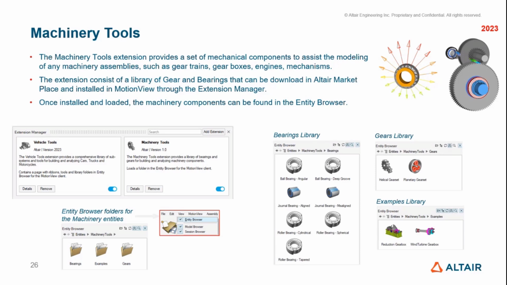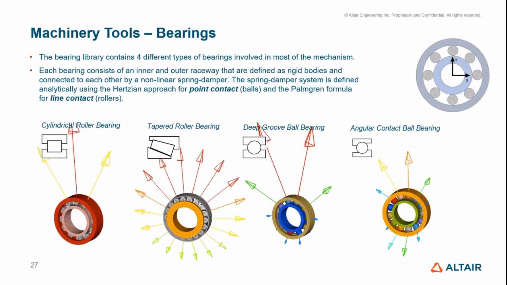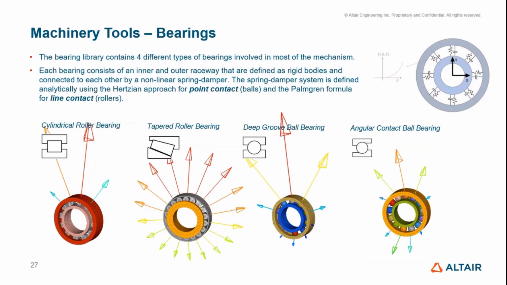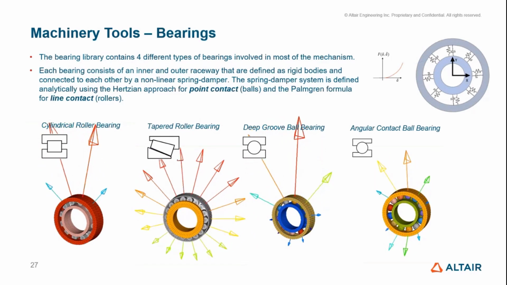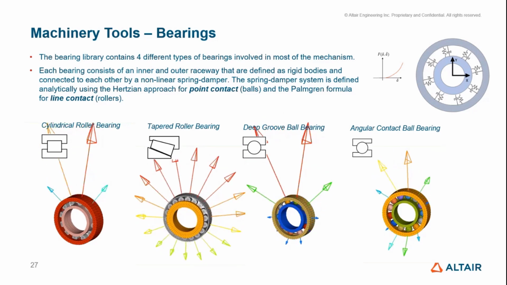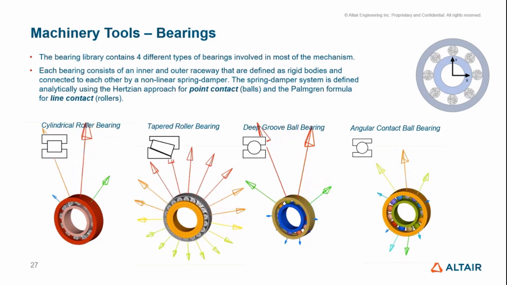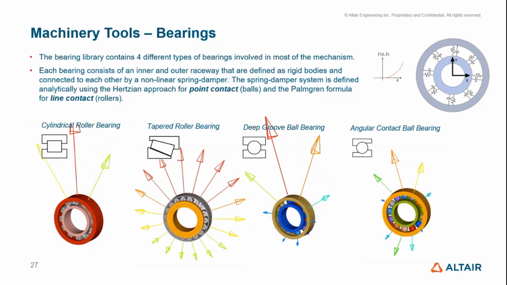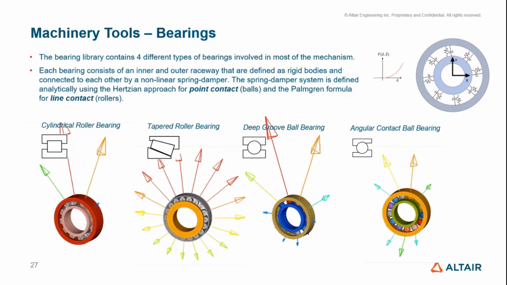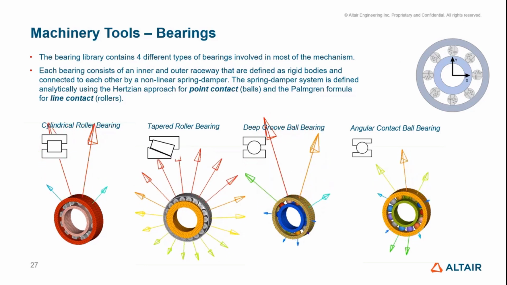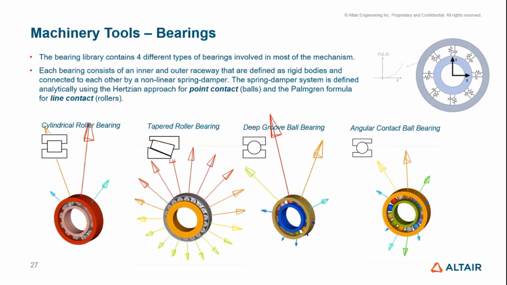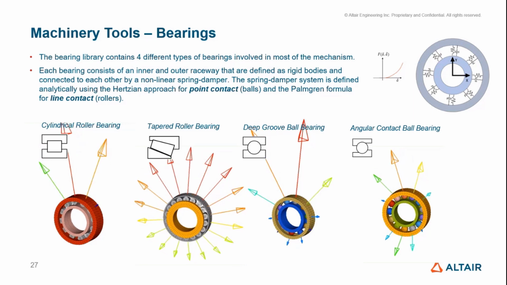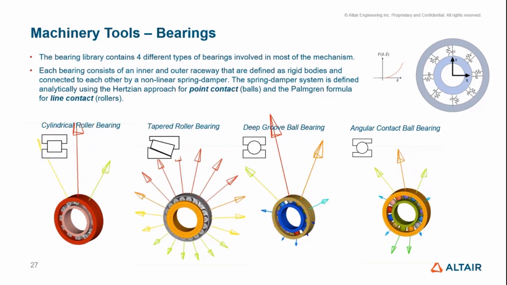Talking about the bearings library, we provide four different types of bearings. That includes the cylindrical roller bearing and the tapered roller bearing. Then we have the deep groove ball bearing and the angular contact ball bearing. These bearings use MotionSolve contacts. In the case of ball bearings, we are using the Hertzian approach for the point contact, which makes the simulation run really fast.